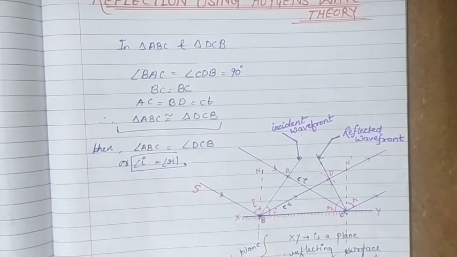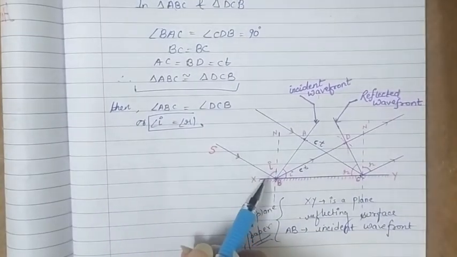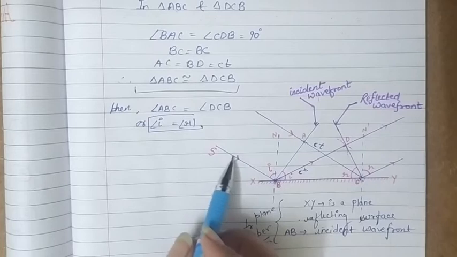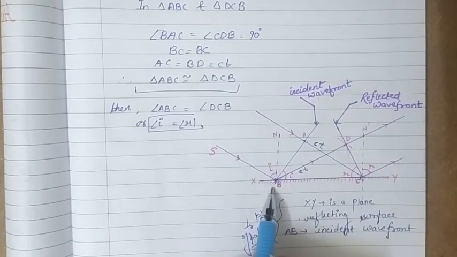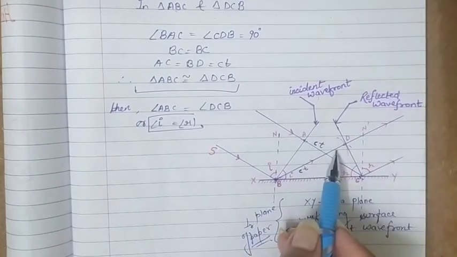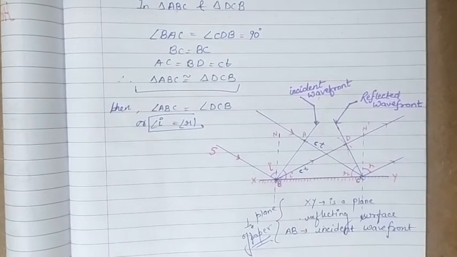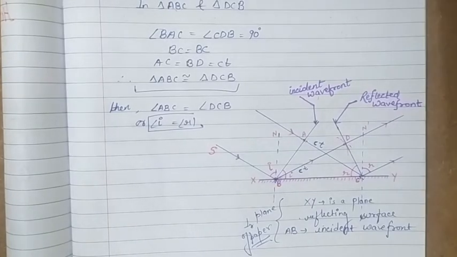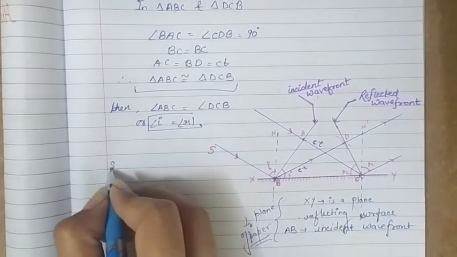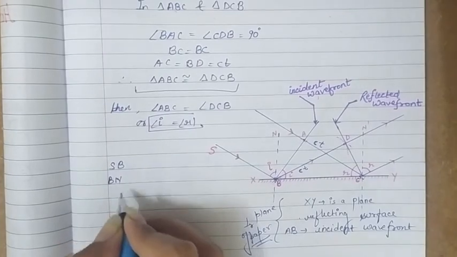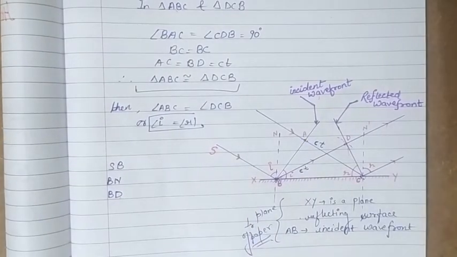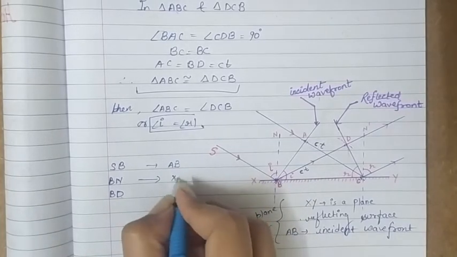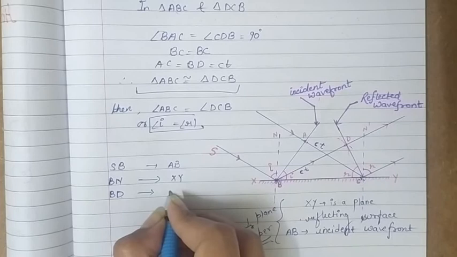Now also, the incident ray is SB, the normal is BN, and the reflected ray is BD at point B. These are respectively perpendicular to the incident wavefront AB, the reflecting surface XY, and the reflected wavefront CD.